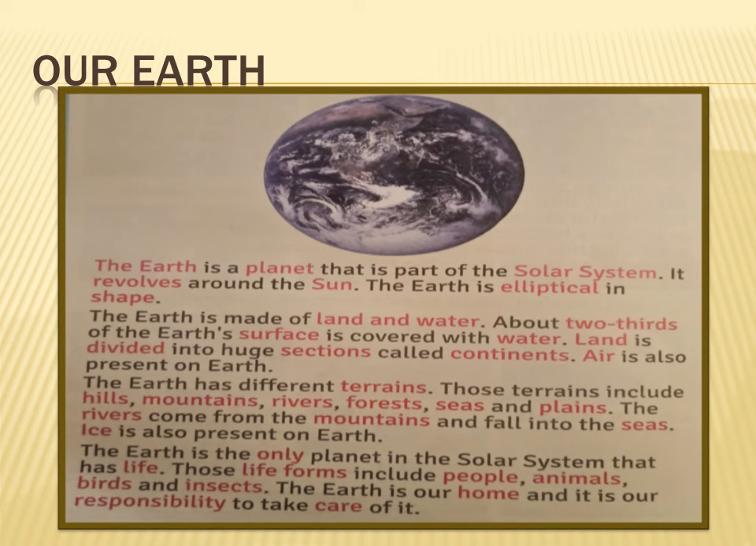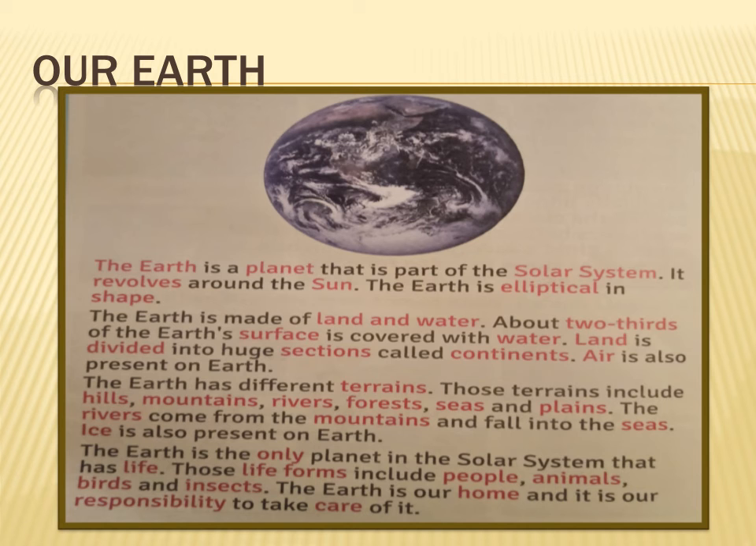Okay, let's start. The Earth is a planet that is part of the solar system. It revolves around the sun. The Earth is elliptical in shape. Okay, these are the general things about the Earth, that it is a planet. First of all, it is a planet which is a part of solar system. Okay, and it revolves around the sun. Okay, the Earth is elliptical in shape, as I told you.